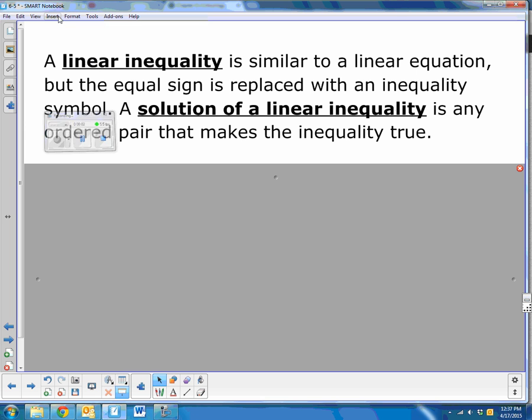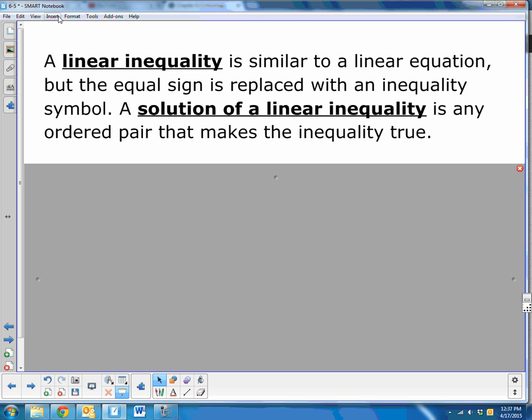All right, we've been looking at linear equations. We've been looking at systems of linear equations. Now we're going to look at things that are not equal. So linear inequalities and systems of linear inequalities. Things are not always equal, and we'll look at what happens with that.